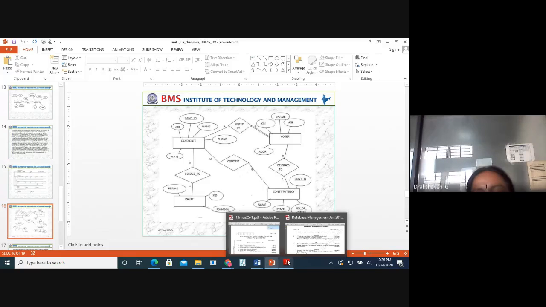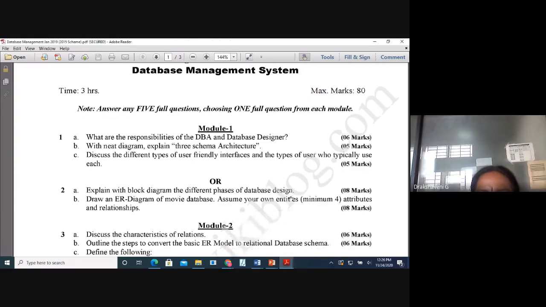In the same way, they may ask you any ER diagram. That's what I was saying: you will get one ER diagram compulsory. Here in this case, they have given 8 marks, but for you it may be more.